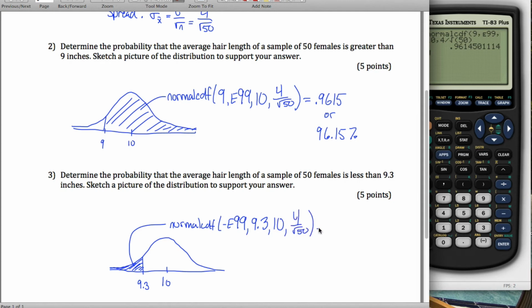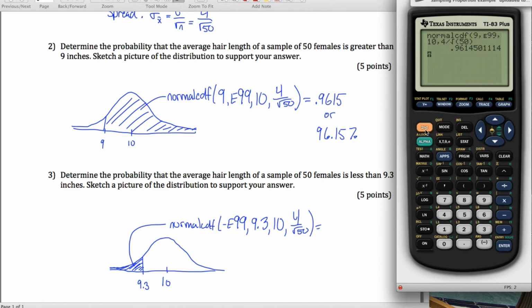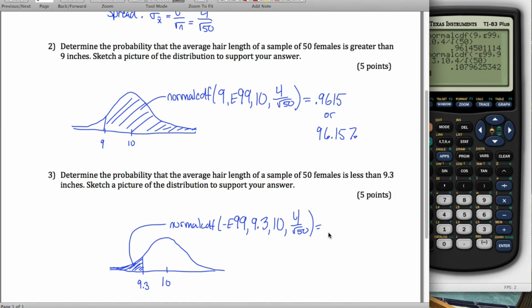Type all that into your calculator. I'll cheat a little bit. I'll pull up the last entry and just change it. So it's now negative E99, comma, what do I want? 9.3. Negative E99 up to 9.3. The center's 10. The spread is still 4 over root 50. Hit enter. I get that number, 0.1079. In other words, I round 0.1080, or 10.8%.